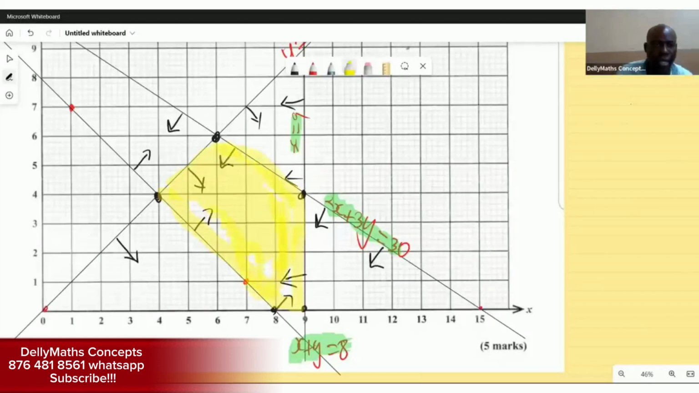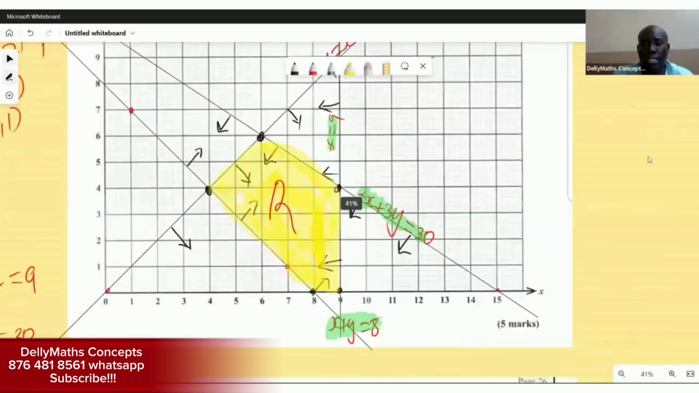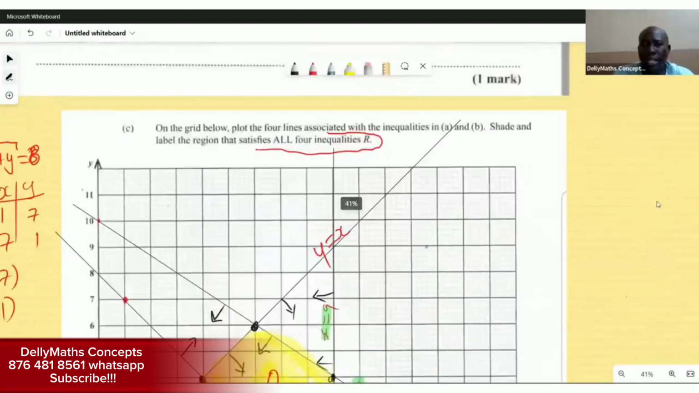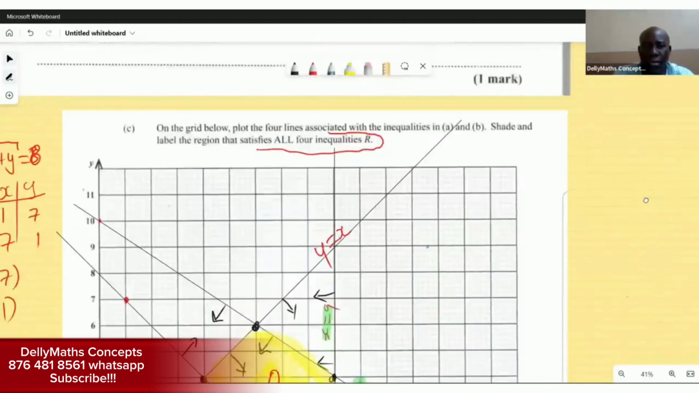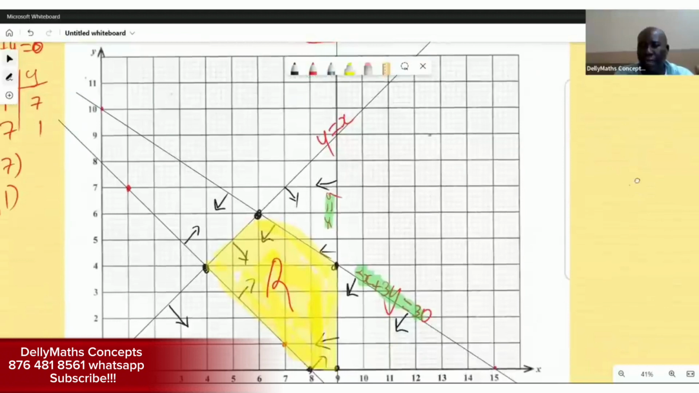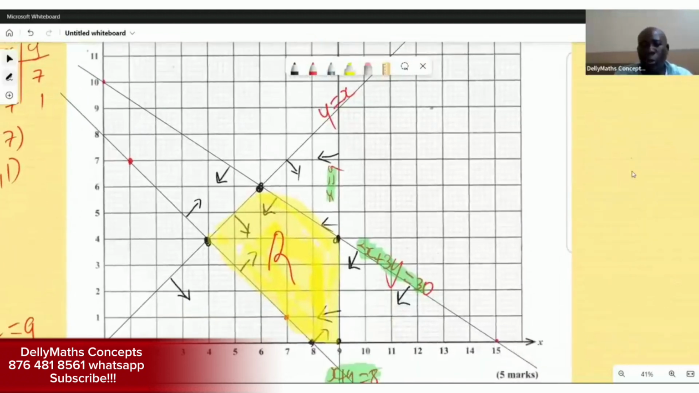All right, so that is my solution region right there. And I'm going to put R in it. There it is. So that's the solution region for our inequality there. We would have done that based on the question: shade and label everything that satisfies all. You could see all the arrows were pointing in that direction, and that is why we had to choose it, because all the arrows were pointing in that area.